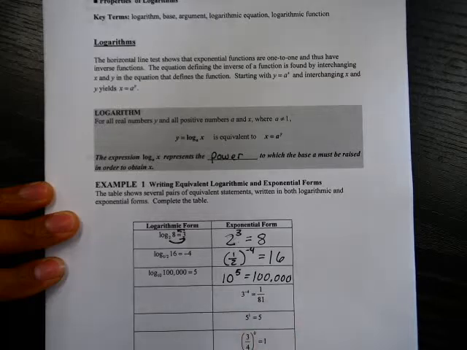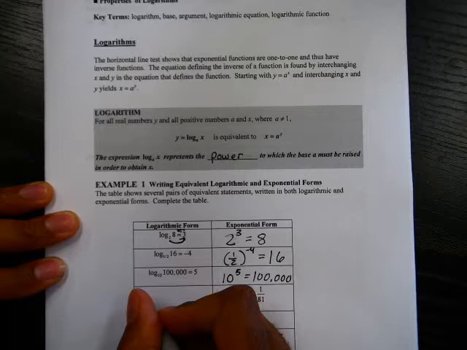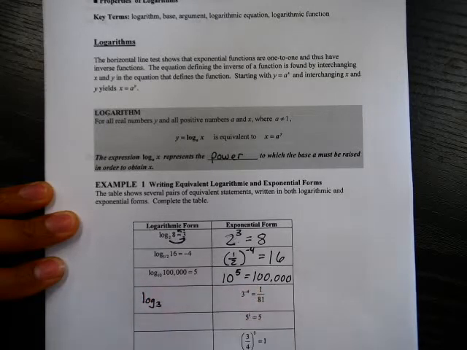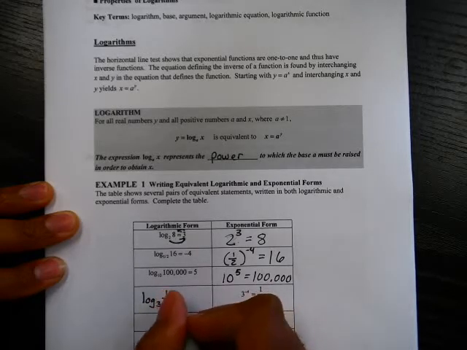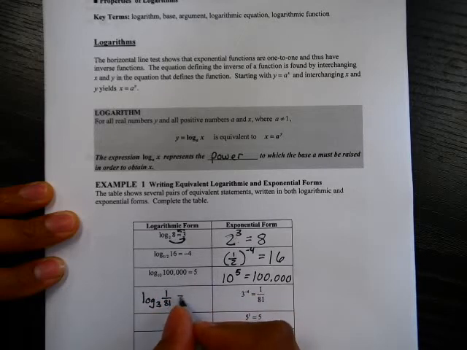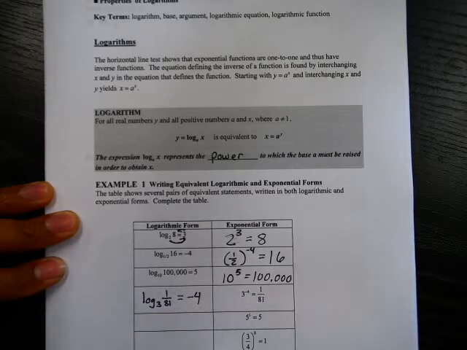Alright? In the same manner, now we can change an exponential back into a logarithm form. So we have 3 to the -4 power equals 1/81. Okay? So the base of this exponential is 3, so the base of our logarithm would be 3. So we would write log base 3 of 1/81 is equal to -4.